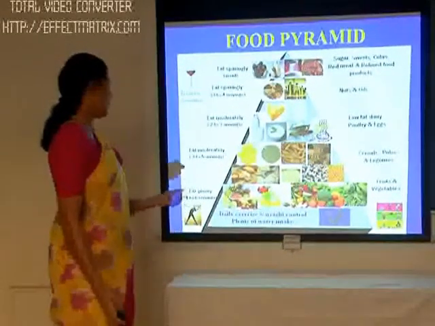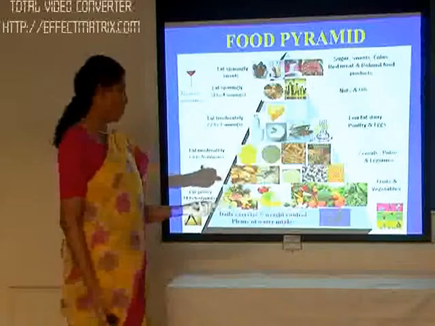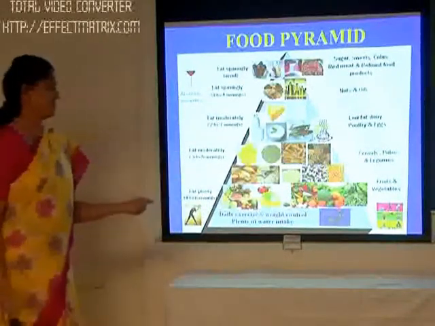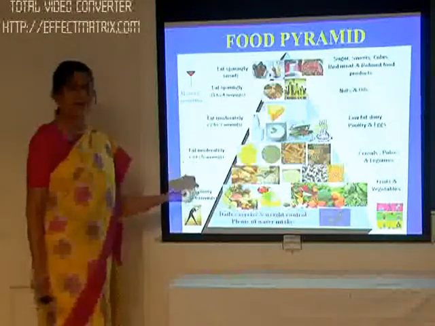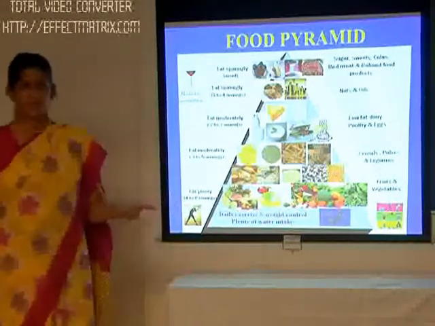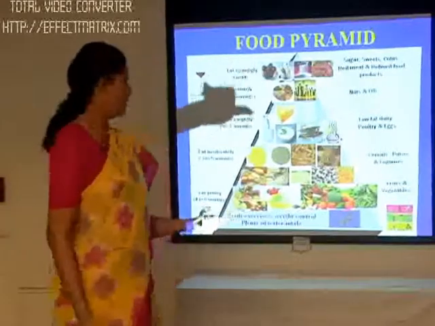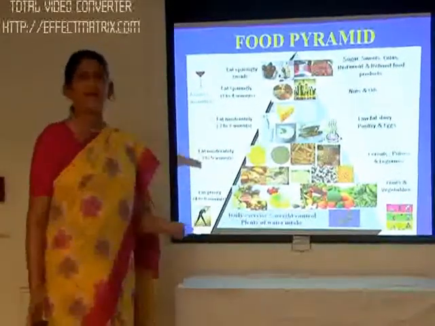The third group is the cereal based group, which has cereals, pulses and legumes. This is the carbohydrate plus protein group. We all know that our food contains protein, fat.